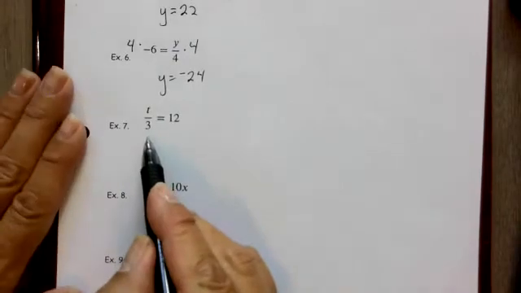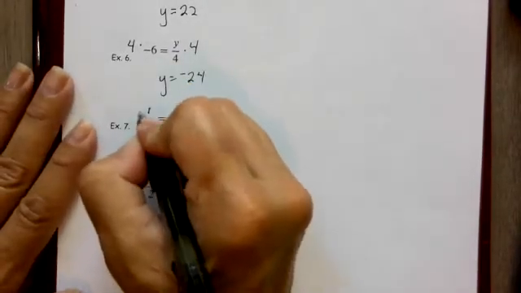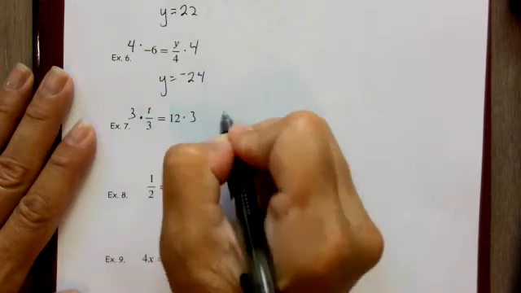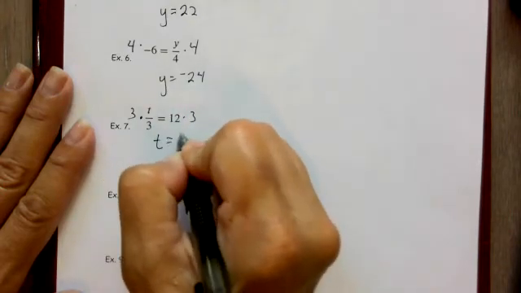So t divided by 3 equals 12. Let's multiply both sides by 3. T is going to be 36.